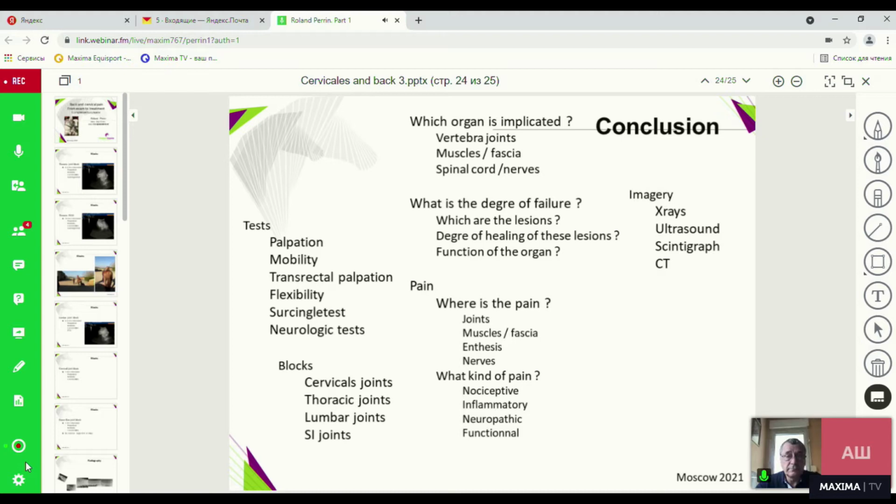If you have a lesion, you have to understand what kind of lesion you have and what is the degree of healing of this lesion. This is important because if you have a fairly old lesion without pain, it's not so important. But if you have a new lesion which has a big implication for the function of the organ, this is very important.